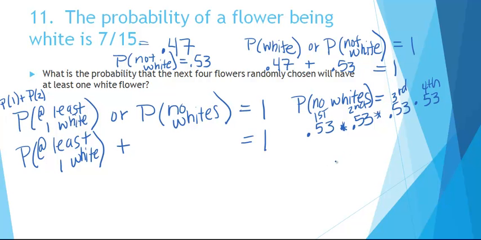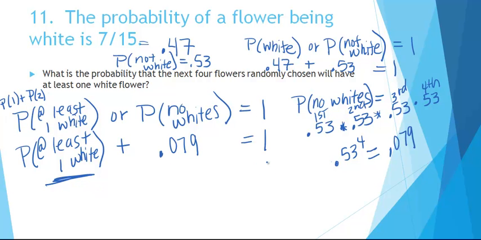So, and we can rewrite this. This is not 0.53 times 4. It's 0.53 to the fourth power. So now we can simplify that. 0.53 to the fourth power is equal to 0.079. So that's the probability of no whites on 4 picks. 0.079. So now we're still looking for the probability of at least one white.